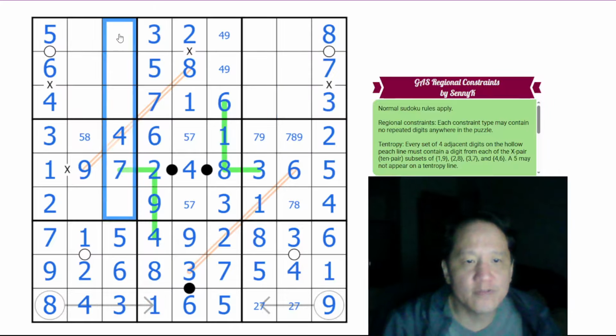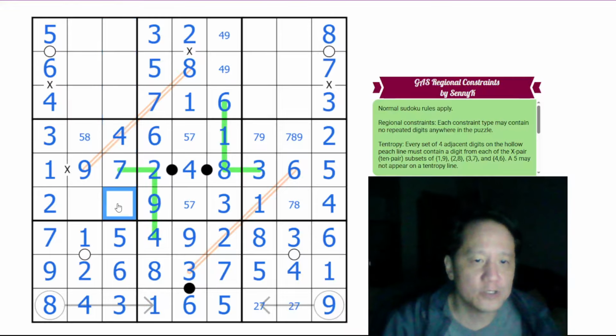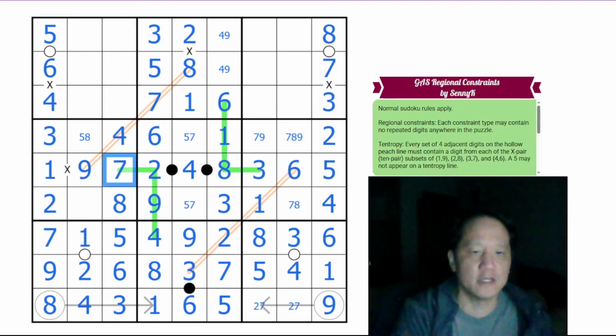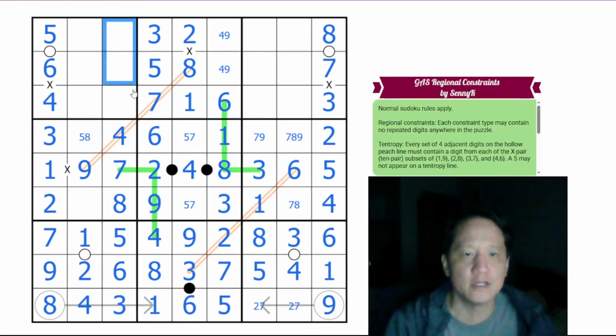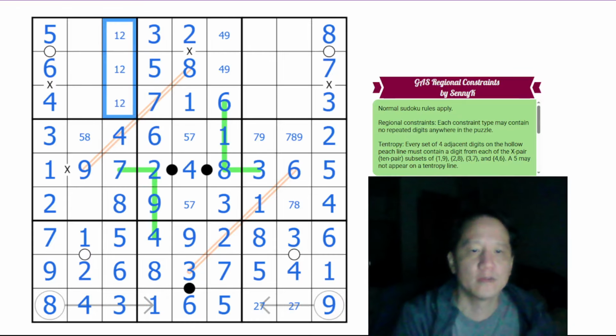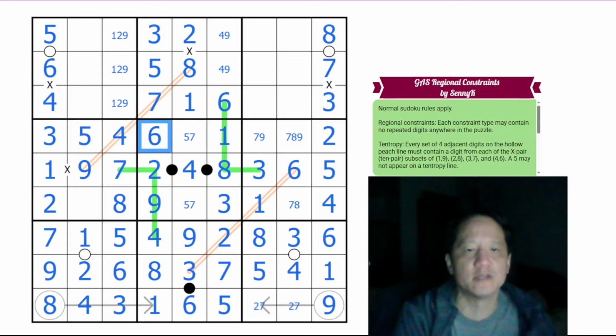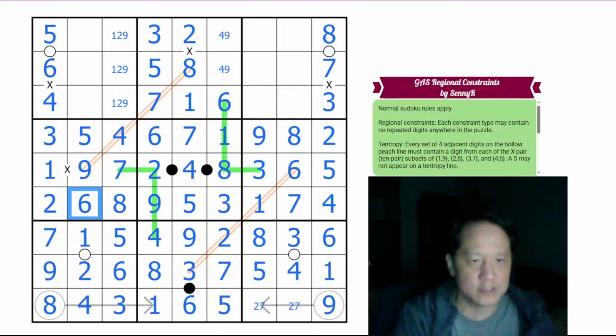Remaining digits of column 3: 1, 2, 8, 9. Cannot be 1, 2, or 9 because of 1, 2 in the box and 9 in the row. So this is 8. That leaves this as 1, 2, 9 here. This 8 eliminates 8 in the box, so this is 5, which eliminates 5 in the row, so it's 7, which eliminates 7 in the row, so it's 9. That makes this 8, which makes this 7, which makes this 5, and therefore this is 6.